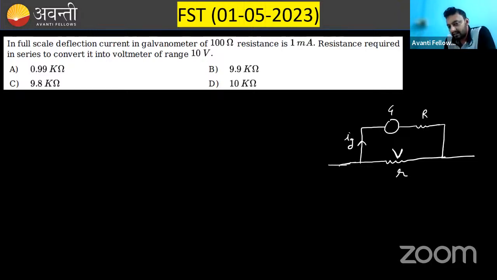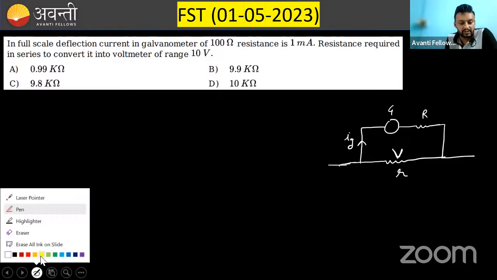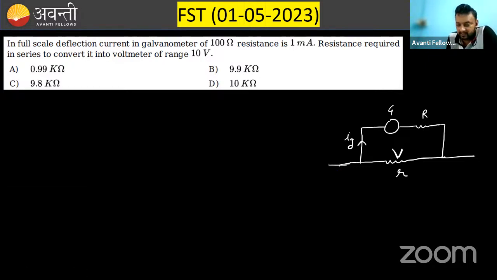Now, these two branches are parallel to each other, so their potential will be the same. That means V is equal to IR, where the current is IG and the resistance is G plus R. G is the resistance of the galvanometer, R is the resistance connected in series. R is what is asked in this question. G is given as 100 ohm.